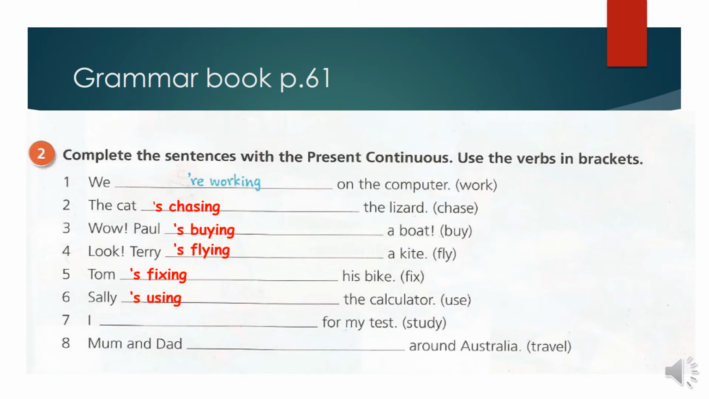Look at this. I said goodbye Mr. E. I dropped Mr. E. Number seven, I, for my test. Study. So, I am studying for my test. Number eight, Mom and Dad around Australia. Mom and Dad are traveling around Australia.